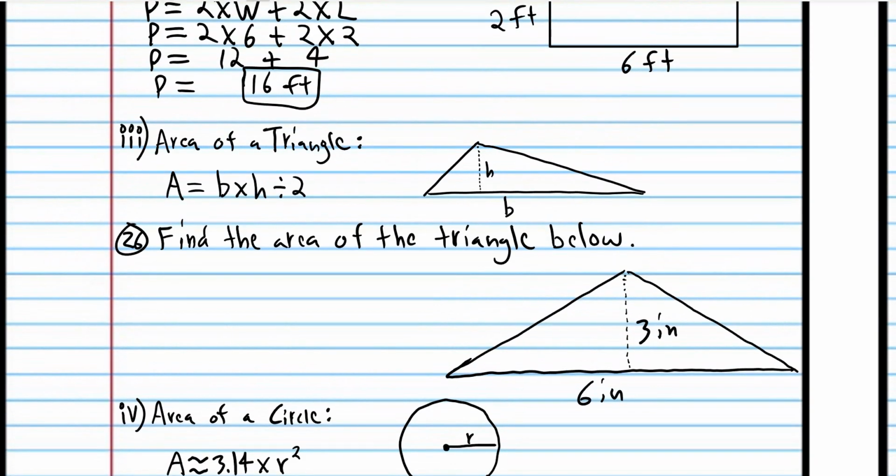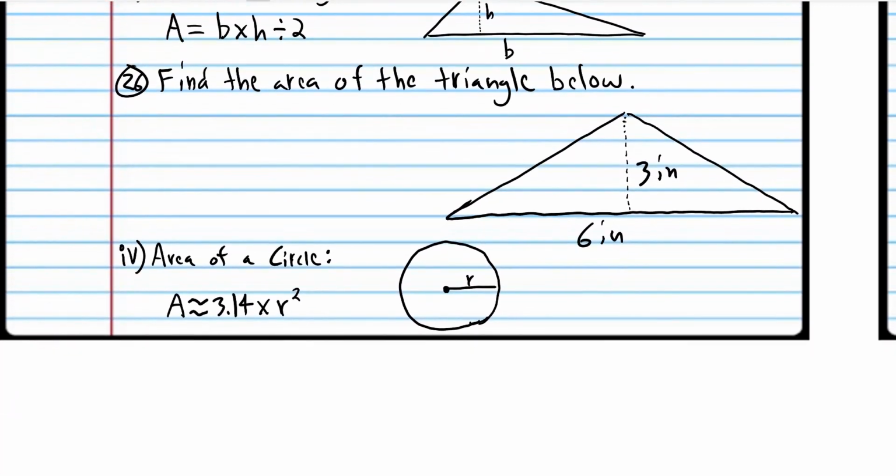All right, so area of a triangle. You see your formula there. The very first thing you're going to do is rewrite that formula. Write it again. So try number 26, and when you're done, we'll do it together.